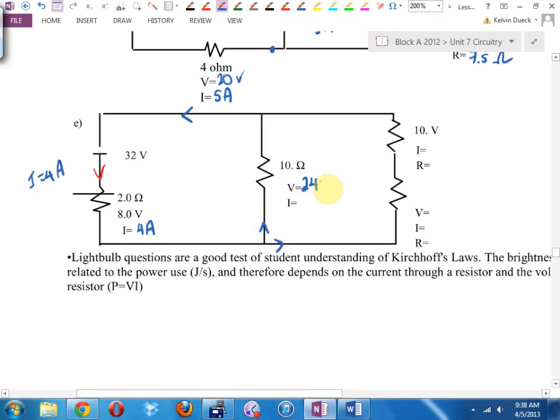Oh, do I not know 2? Then I know 3. What's the current there? Got to be 2.4 amps. And since we started out with 4 amps and 2.4 amps went this way, how many amps went this way? Got to be 1.6 amps. Right?